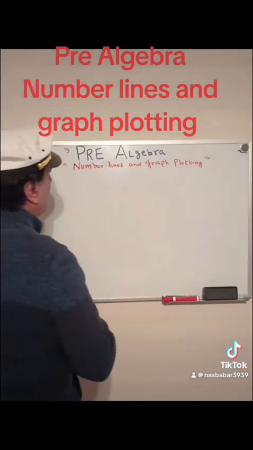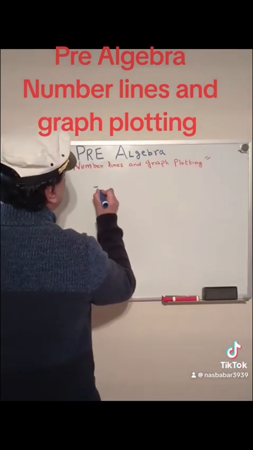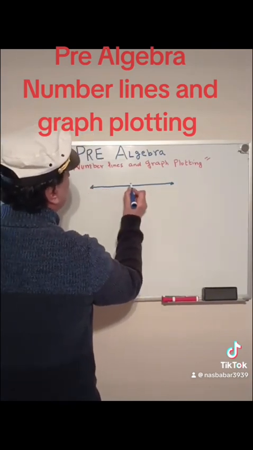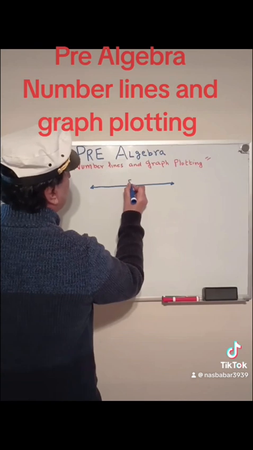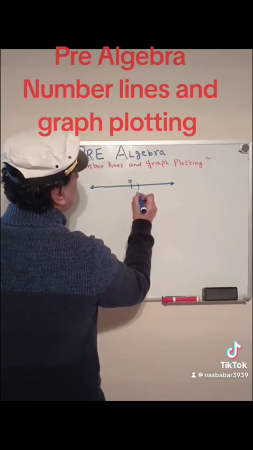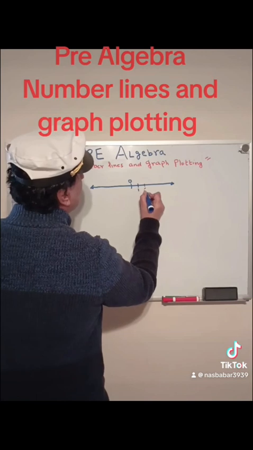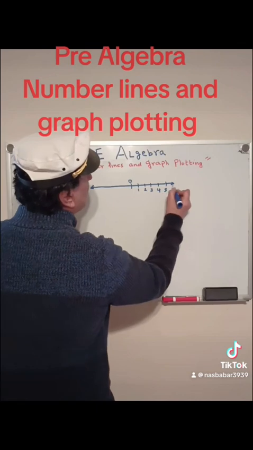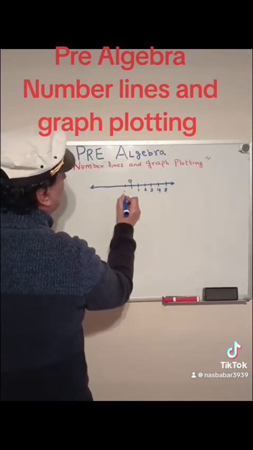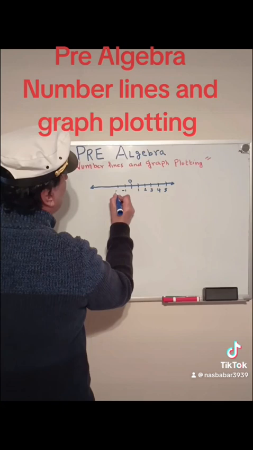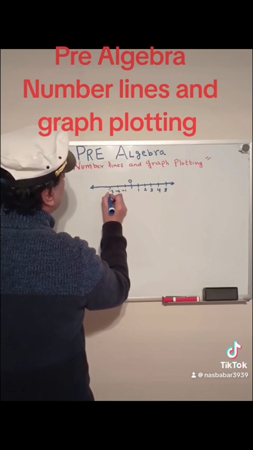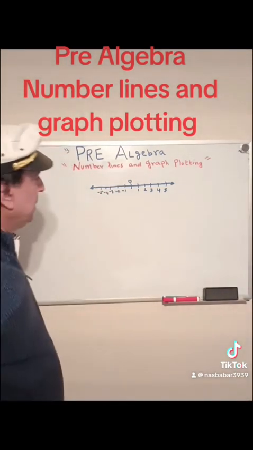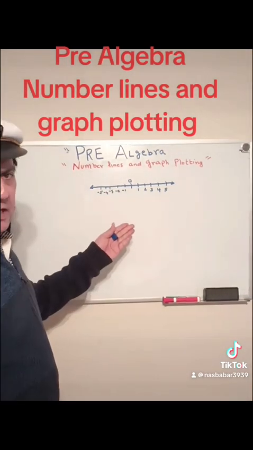So basically a number line is, if you see this line right here, and this is the middle of the line, the number is 0. If you go towards the right, plus positive 1, 2, 3, 4, 5, and it goes on and on. And on the left side, you have minus 1, minus 2, minus 3, minus 4, minus 5, and it goes on and on up to infinity. So this is basically a number line.